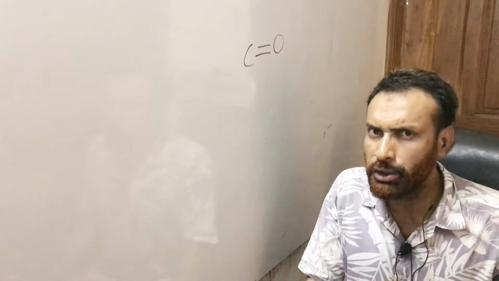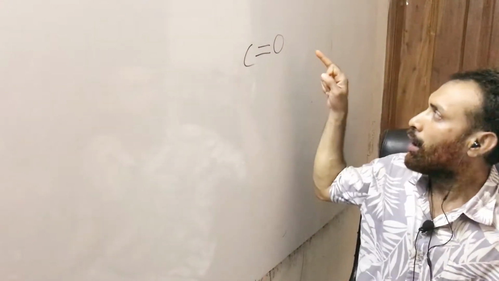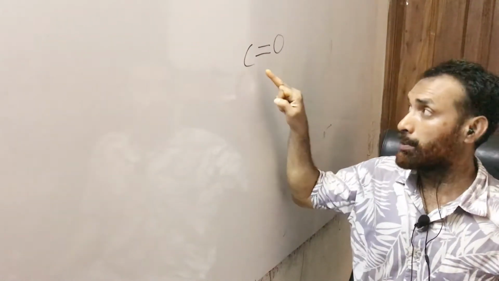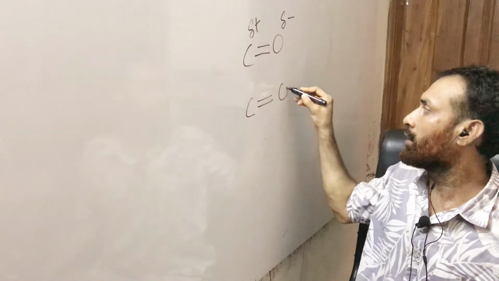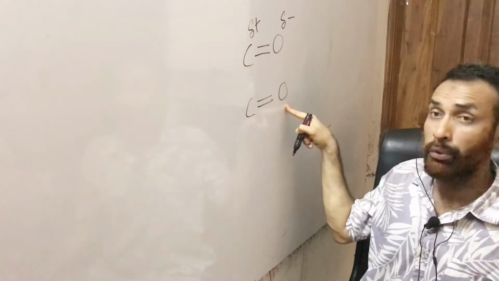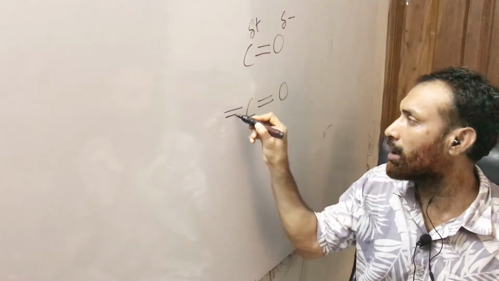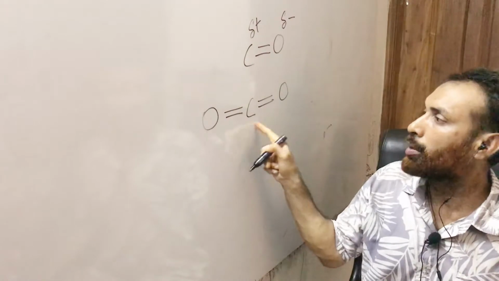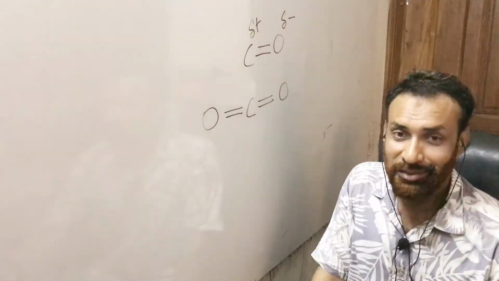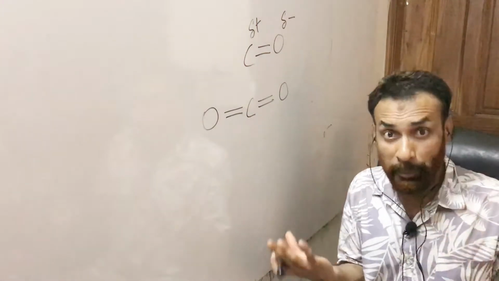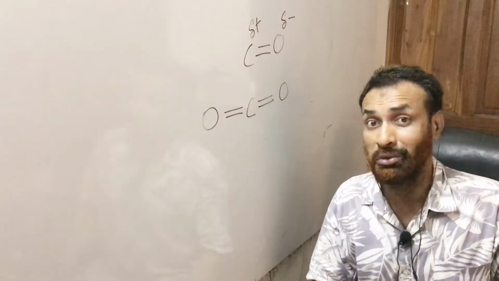Do you think the bond should be polar? Yes, because oxygen is more electronegative than carbon. But the interesting thing is, if this is carbon dioxide, here is carbon bonded with oxygen, and just on the opposite side carbon bonds with another oxygen, then what would happen? This time we said the dipoles will be cancelled out.